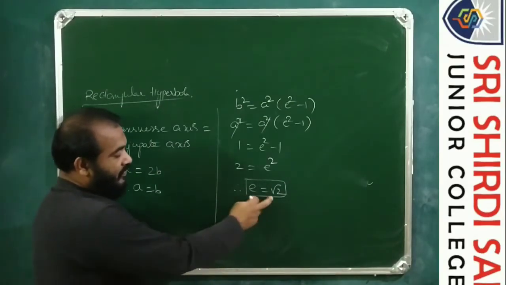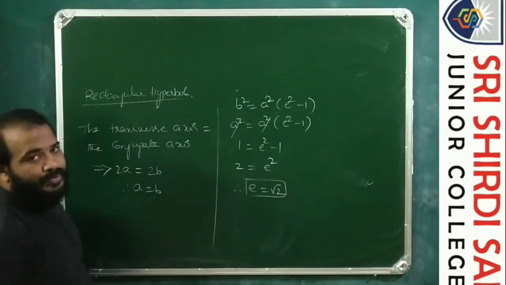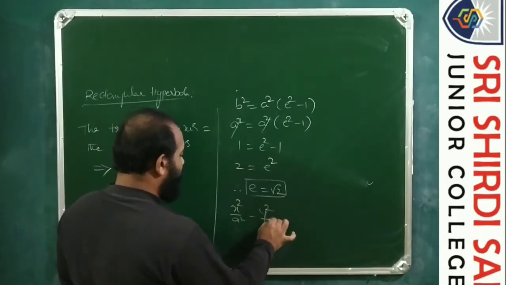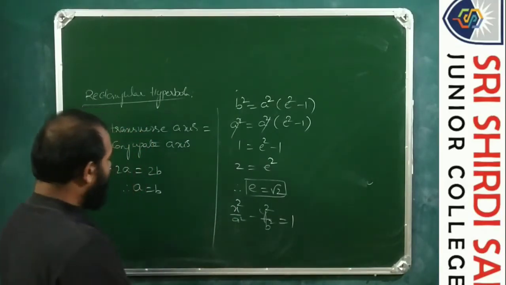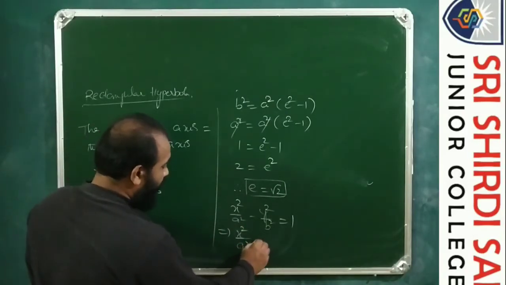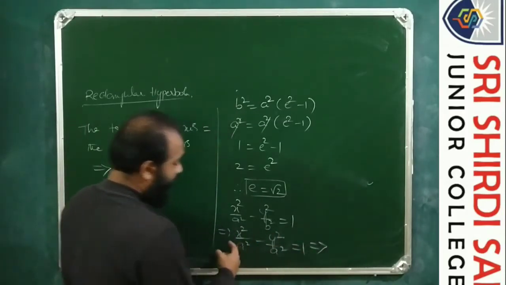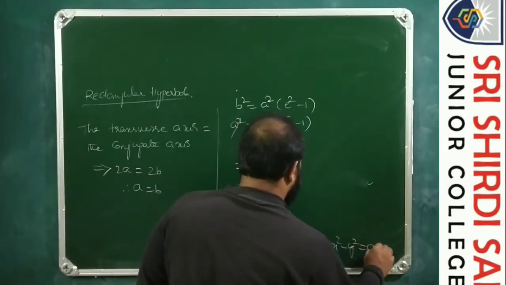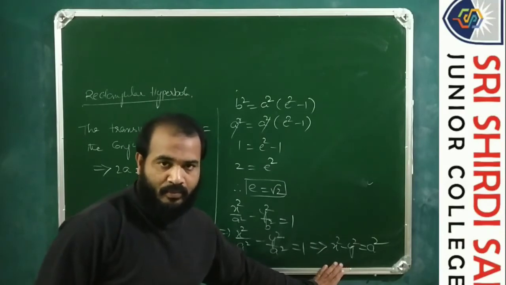So e is equal to root 2 is the eccentricity of the rectangular hyperbola, and its equation is x square by a square minus y square by b square equals 1, the hyperbola in its standard form. Here a is equal to b, so if I take it as a square, then x square minus y square by a square equals 1. Therefore x square minus y square is equal to a square. So this is the equation of the rectangular hyperbola.